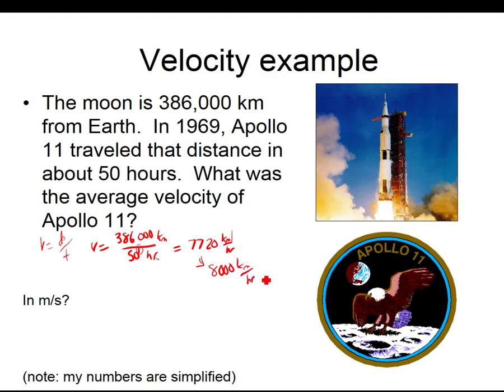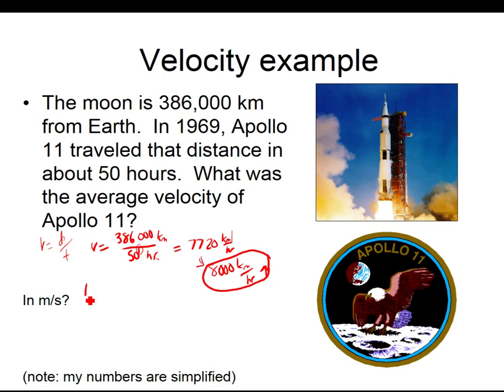Remember, for velocity, I have to have a direction, so I'm just going to say moonwards or up. I'm going to put an arrow there. Okay, so the Apollo 11 had an average speed to the moon of 8,000 kilometers per hour. That seems like it's pretty fast. Again, let's put it into meters per second to kind of compare it to how fast President Clinton was jogging. I'm sure this is quite a bit faster, but let's see how fast it was.